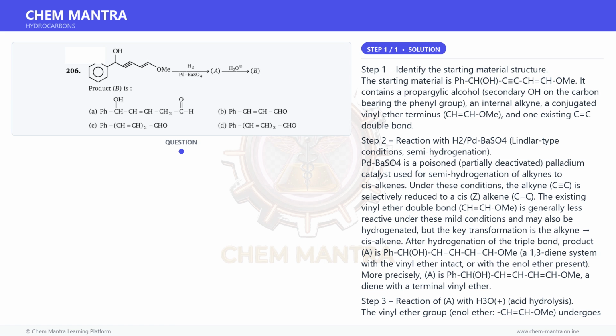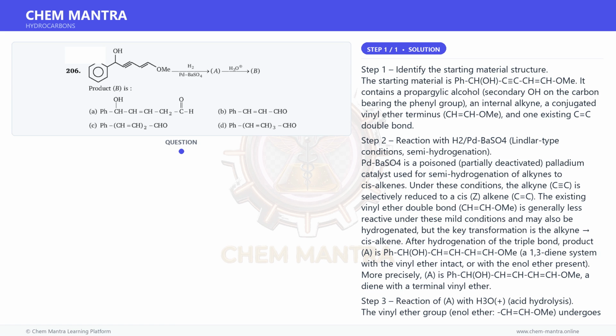Simultaneously, the vinyl ether CH=CHOMe hydrolyzes to give CH2CHO, via the enol, with the aldehyde CHO at the terminal position. After dehydration of OH and hydrolysis of the OMe enol ether. Dehydration of PhCH(OH) adds one double bond. The chain PhCH(OH)-CH=CH-CH=CHOMe after dehydration at the alcohol end becomes PhCH=CH-CH=CH-CH=. Hydrolysis of the vinyl ether, CH=CHOMe, gives CHO.